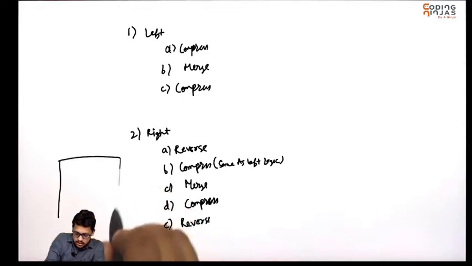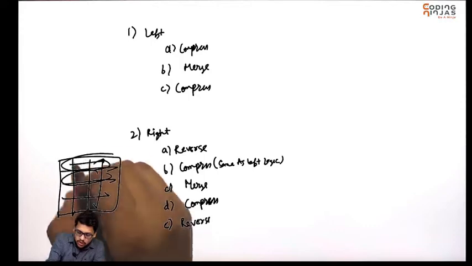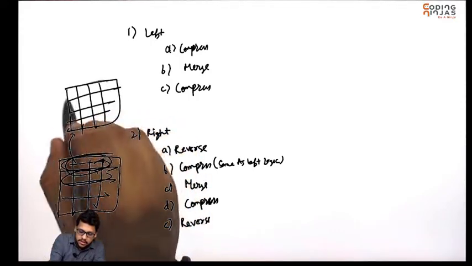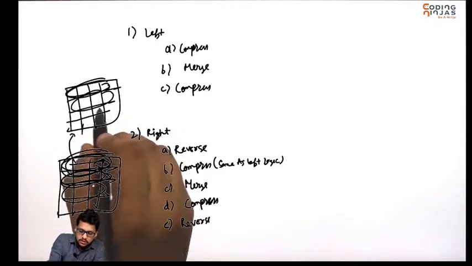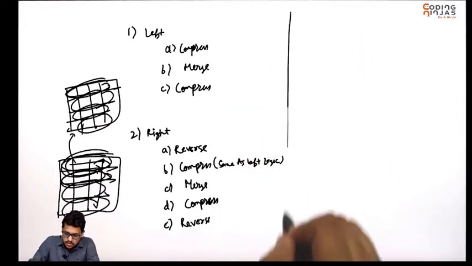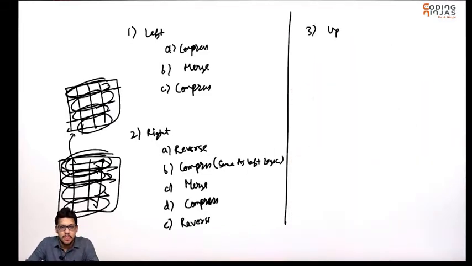Reverse means this is like this, this is like this, all of these elements will be reversed. That means every row will be reversed. So reversing of this will be stored in this, reversing of this will be stored in this, and so on for every row. So reverse, compress, merge, compress, reverse. That's a simple logic. Let's discuss up movement.